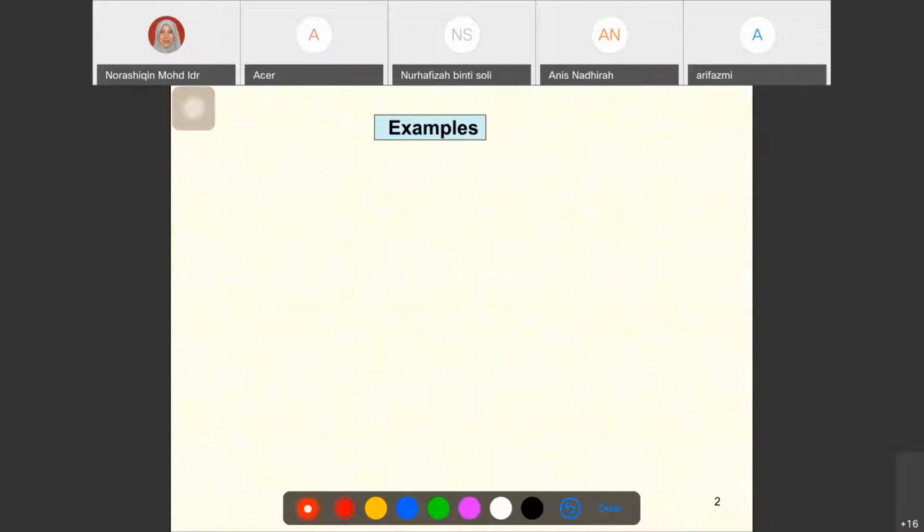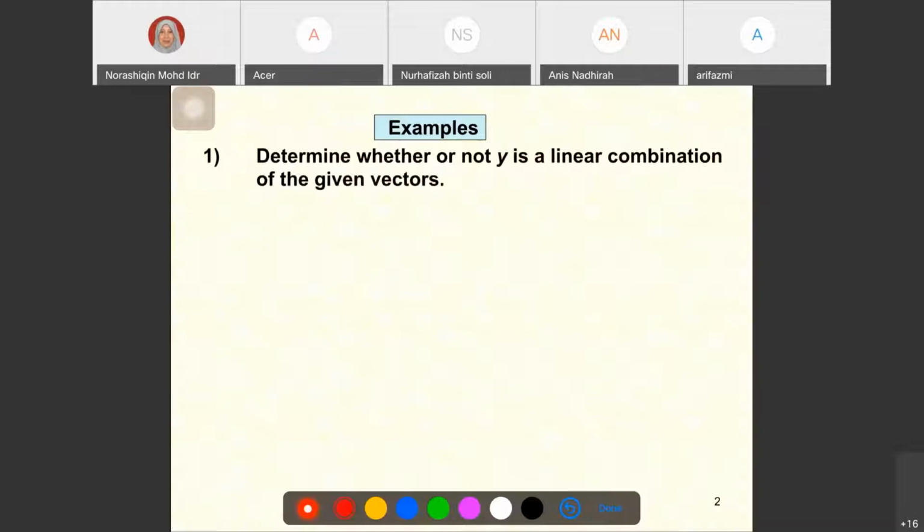Let's see examples. Determine whether or not y is a linear combination of the given vectors. Let's see the first one. Our V now is R squared, the ordered pairs, the second dimension. And y is (2, 1), V1 is (1, 1), V2 is (2, 2). How can we see whether y is a linear combination or not?